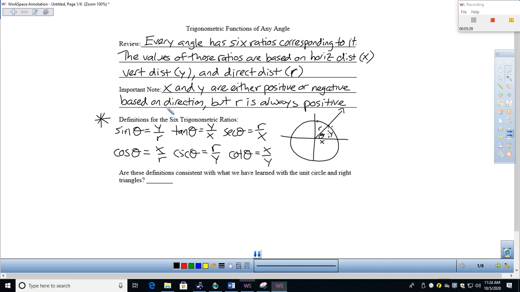So, are these definitions consistent with what we've learned with the unit circle and right triangles? You're going to humor me for a second and just put the answer as yes, and hopefully I'll convince you in just a moment here. I'll try to be quick with this. I can get bogged down with this, but I'm going to try not to.